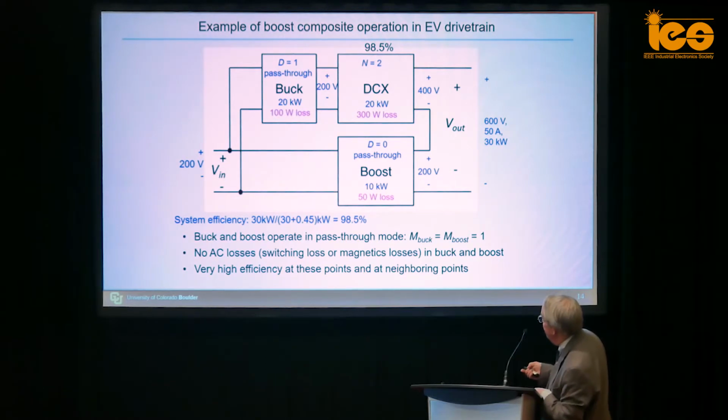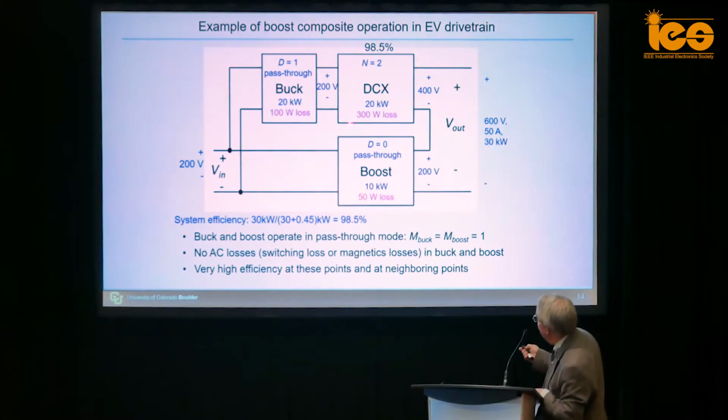Here's an example of how this works. We have, say, a 200 volt input and a 600 volt output. We design the DC transformer with a turns ratio of 2. At this operating point, you can run both the buck and the boost in pass-through modes, where they simply connect their inputs to their outputs and don't switch. So they have super high efficiency. The DC transformer is providing the voltage gain. It's taking the 200 volts from the battery and making 400 volts that we stack on top of the boost 200 to get 600 total.